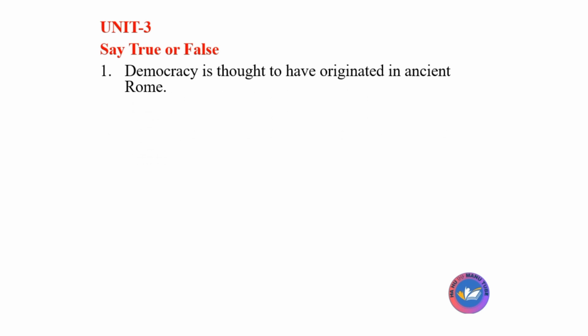Unit 3. Say true or false. Question number 1. Democracy is thought to have originated in ancient Rome.